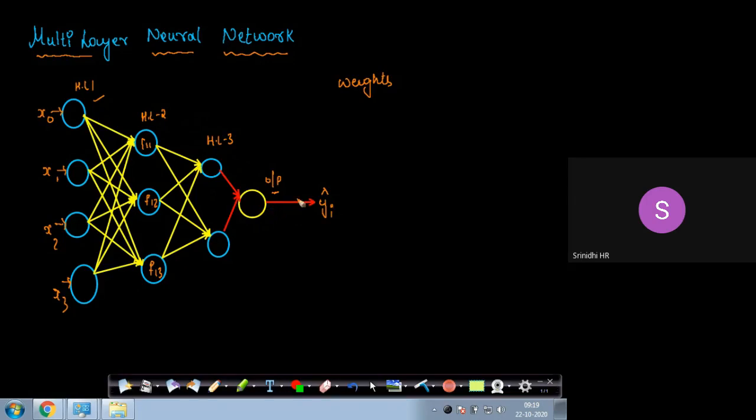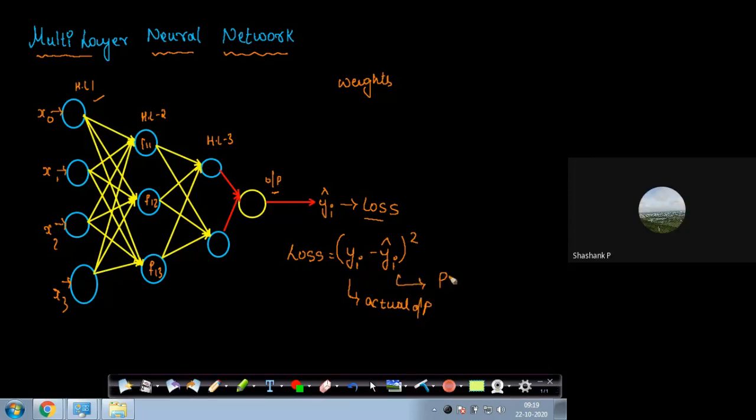After your neural network produces an output yi cap, it also produces some loss. You need to know what loss is. Loss is calculated as loss equals (yi minus yi cap) the whole square. What is yi? Yi is my actual output, and yi cap is my predicted output.